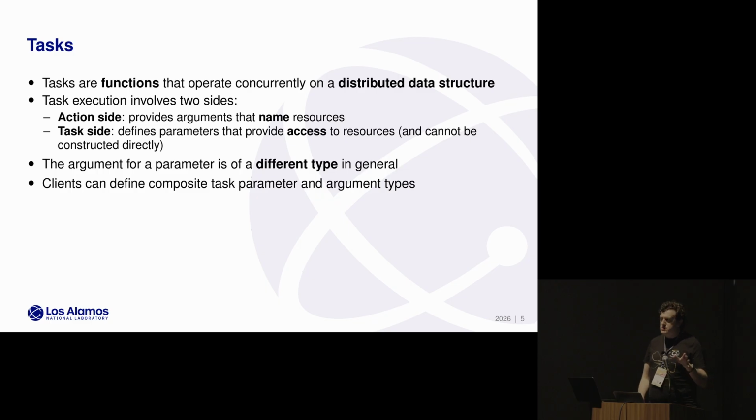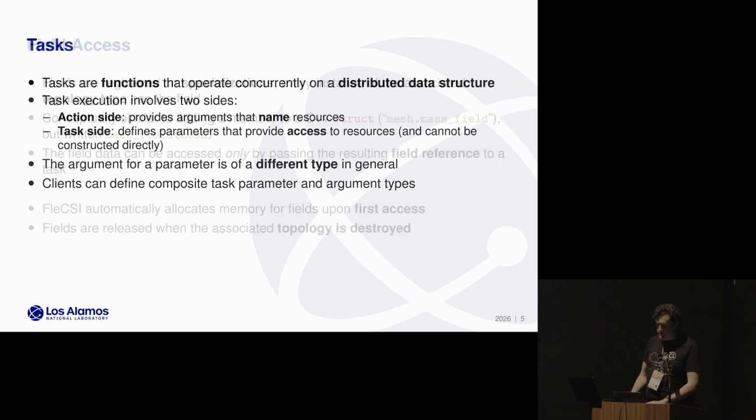You can't construct those parameters yourself. You declare them for a task, and you issue a task launch, and FleCSI creates them for you. And they are not, in general, the same type as the argument that initializes them. It's also possible, although we're not going to have time to talk about how here, for clients to define their own task parameter and argument types to extend this mechanism.